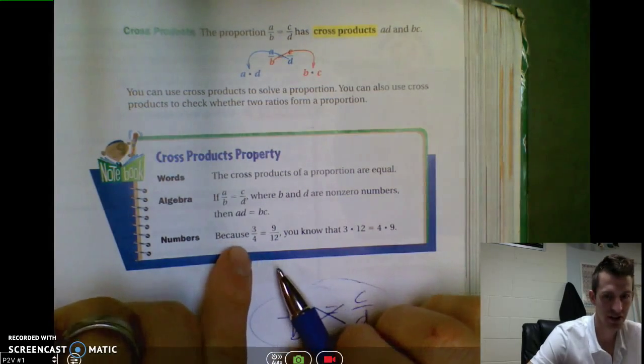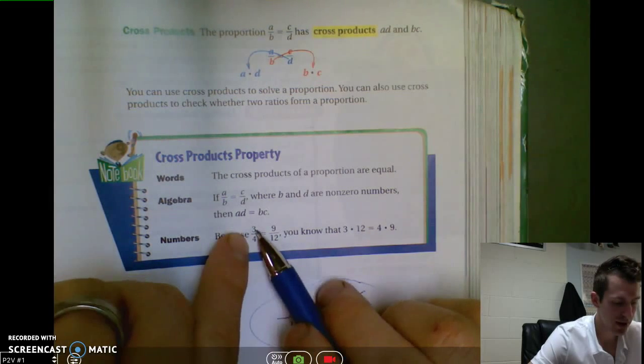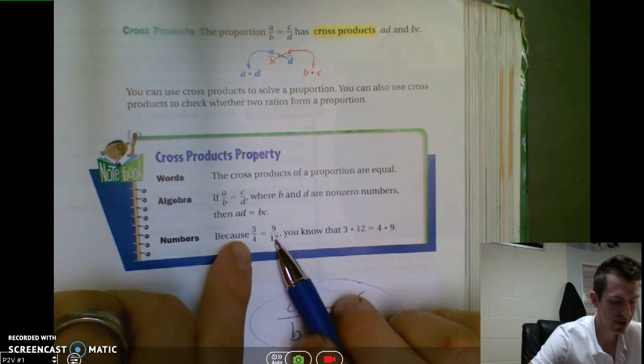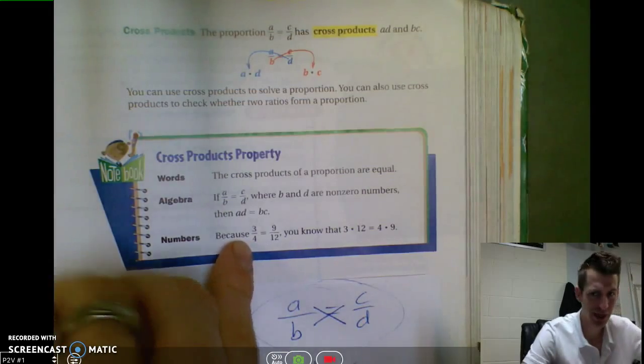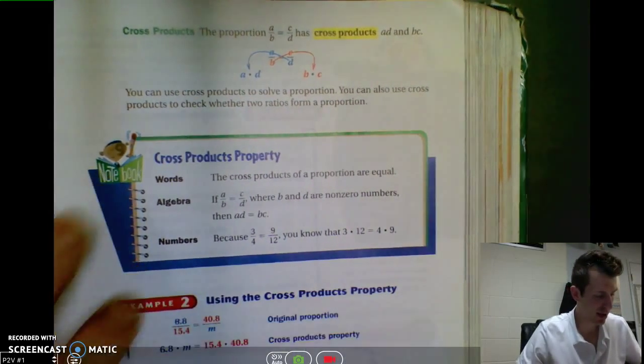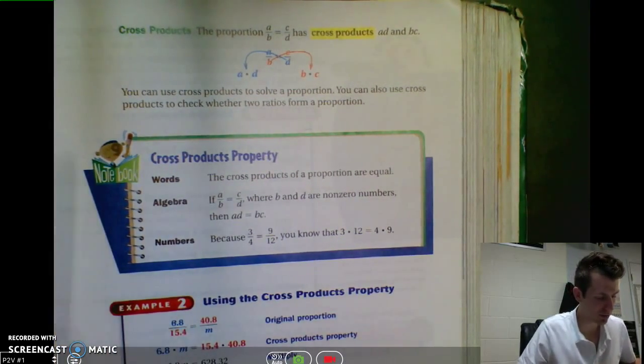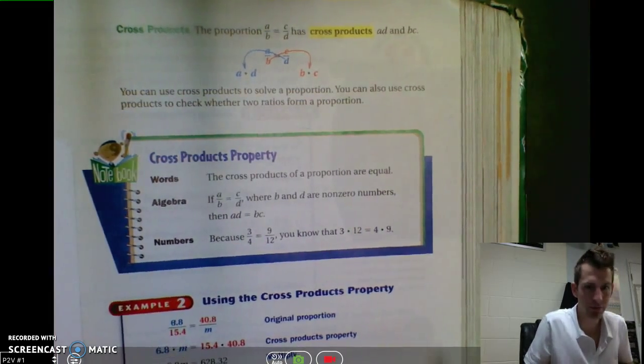We could also look at these like they're ratios, right? Now, did you notice that if you do 3 times 12, if you cross multiply, that's 36? 4 times 9 is also 36. All right, big deal. How is that going to be useful? Well, let's check it out.